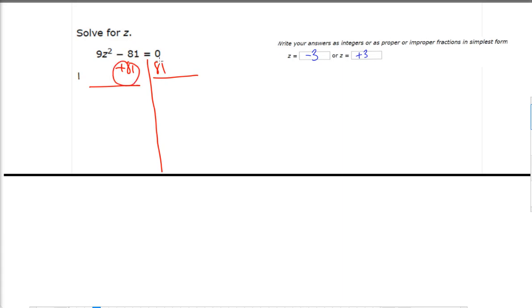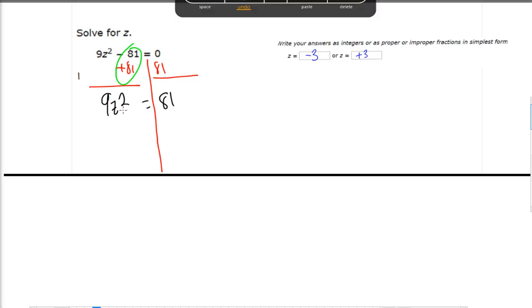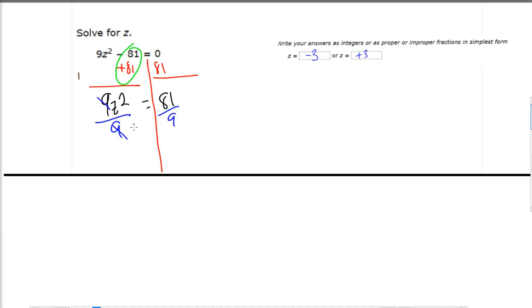We have 3 terms here, but we can simplify this because minus 81 and plus 81 is the same thing as 0. So all we have on the left now is 9z squared, and 0 plus 81 we can simplify into 81. We're not solving for 9z squared, we're just solving for z. So we're going to divide by 9 on the left and 9 on the right. 9 divided by 9 gives you z squared, and 81 divided by 9 is 9.